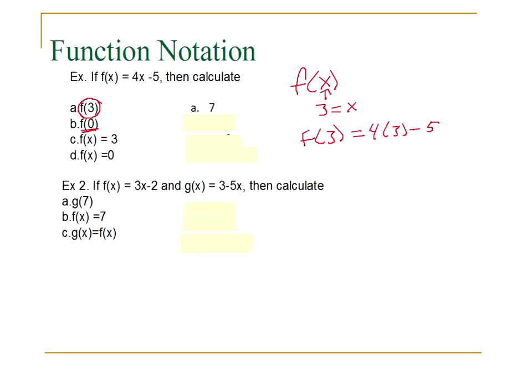And that would mean that f of 3 equals 7. Here I have f of 0. That means wherever I see an x, I'm going to plug in a 0. We can do this by inspection. We get b equals negative 5.